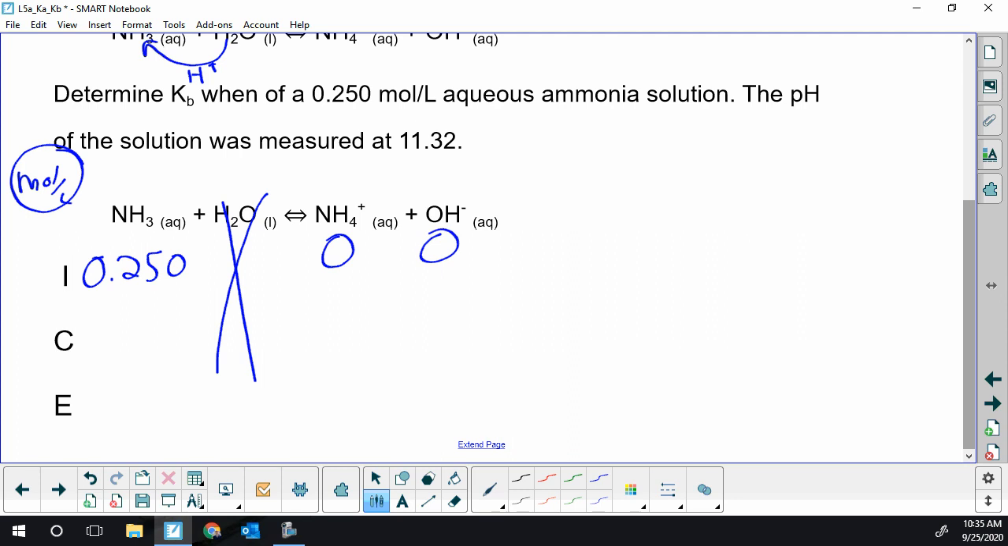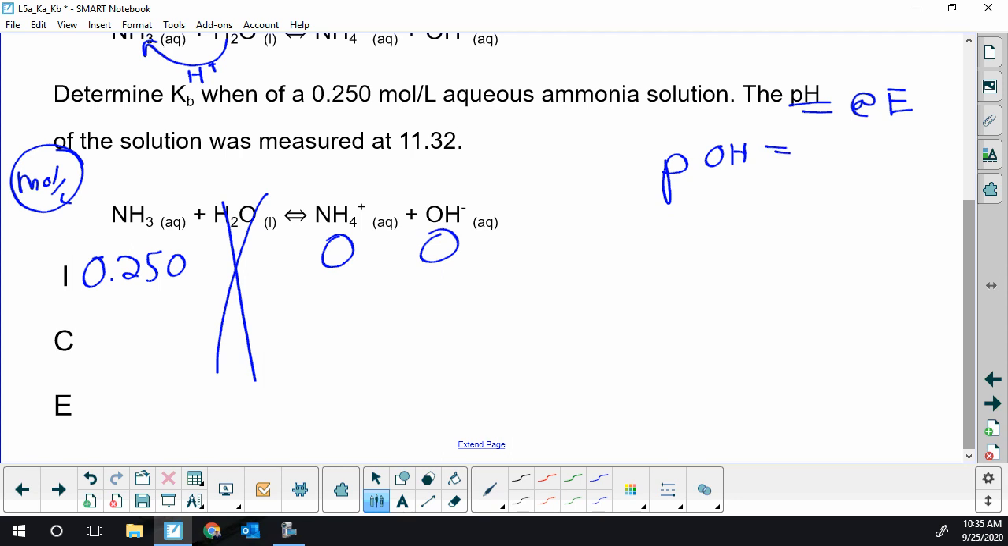Now we've got to use that pH somehow. Same as before, a pH value is always at equilibrium. I don't want the hydronium concentration. That's useless to me. There's no hydronium in this initial equilibrium. I want hydroxide, so I don't want to use pH. I need my pOH. And then I can get my hydroxide concentration.